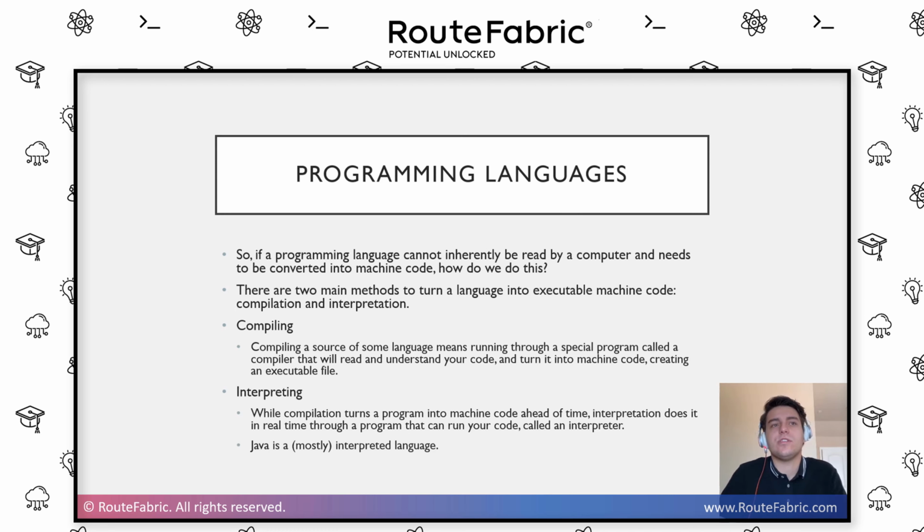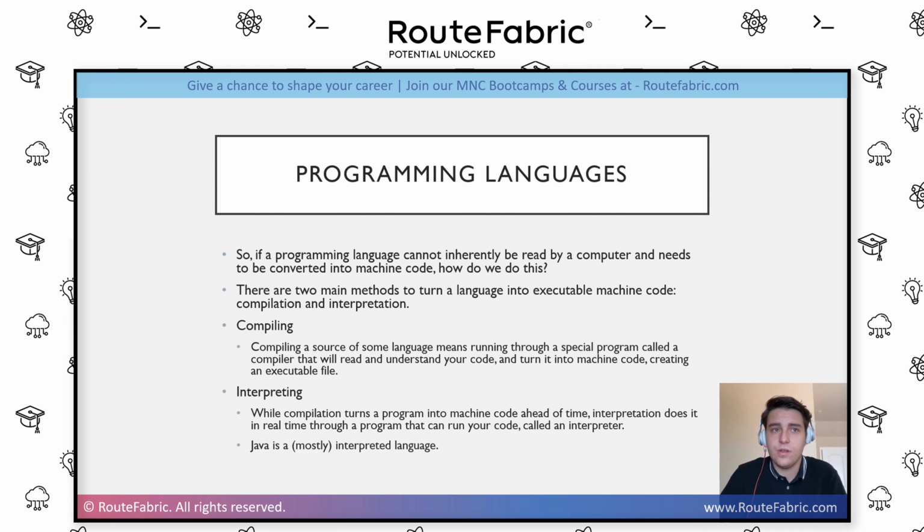All right, so programming languages. If a programming language cannot inherently be read by a computer and needs to be converted to machine code, how do we do this? Generally there are two main methods to turn a language into executable machine code. There's compiling and then there's interpreting the code. We'll go over each for a little bit. Compiling a source of some language means you run it through a special program called a compiler, and basically what this will do is go through your code, read and understand your code, and turn it into machine code. Usually along the way, it'll make some changes for you, like optimizations to make your code run faster, that kind of thing.